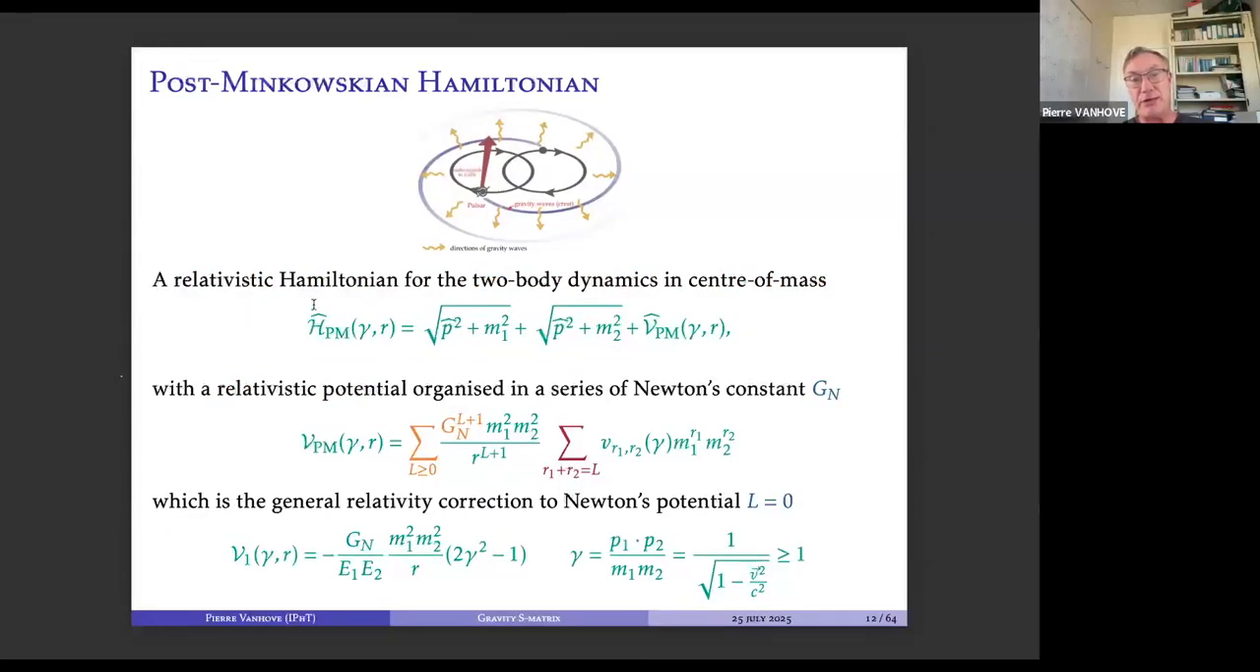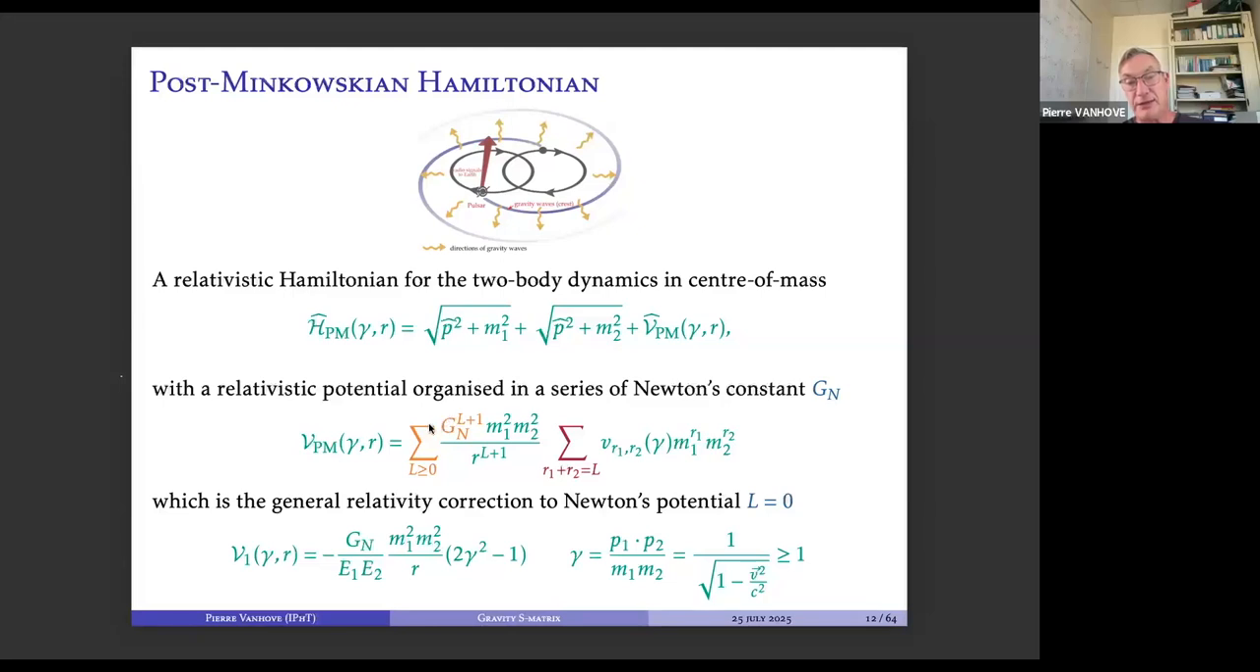So we have a Hamiltonian. We want to build a Hamiltonian that I call PM, for post-Minkowskian. I have my two massive objects, of mass M1 and mass M2. Here I am putting myself in the center of mass, so there's P squared, and then there's a potential V. This potential V is a relativistic potential.